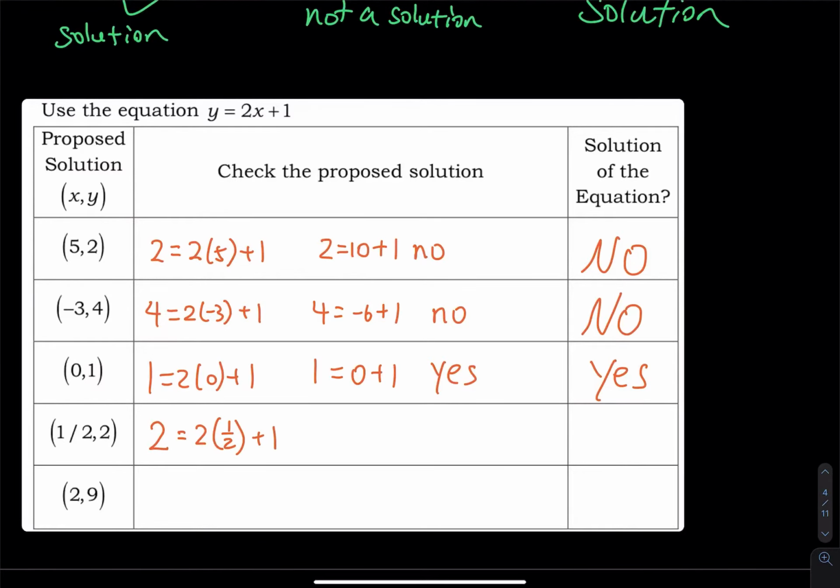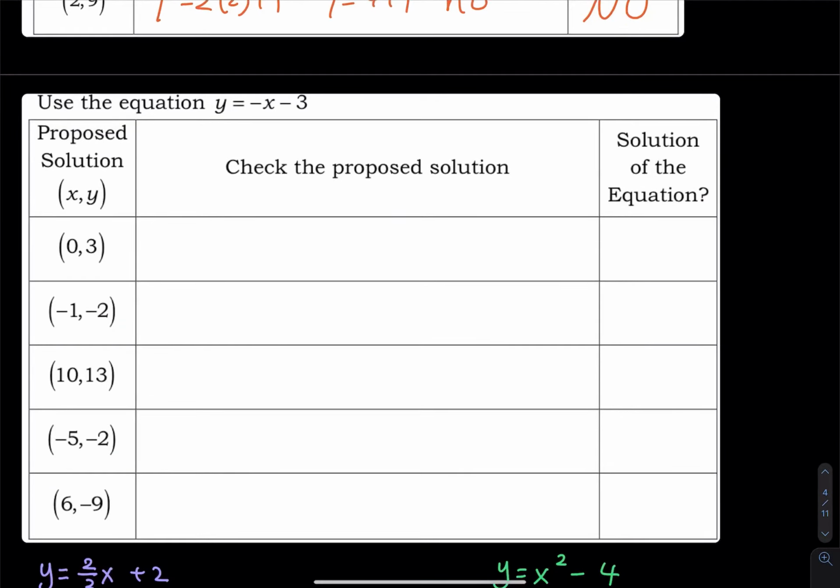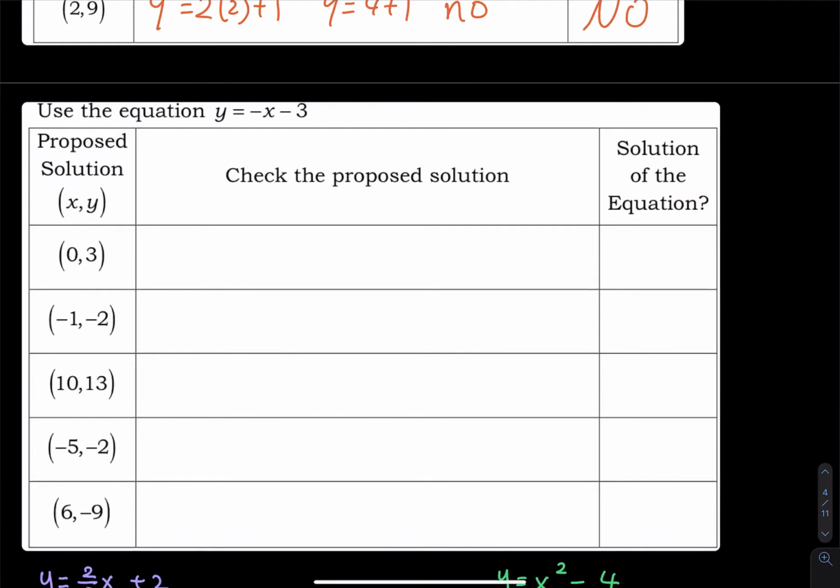You plug in the x and y into the equation to see if they fit. If that fits, that is a solution, otherwise not a solution. Okay, so let's do one more, because one example is never enough, right? Another equation, and I have some ordered pairs, so let's do the check.